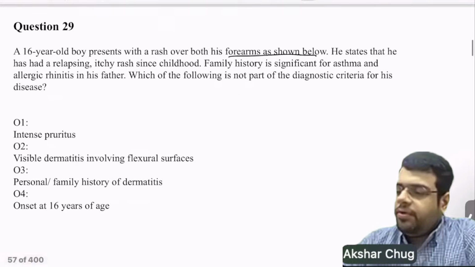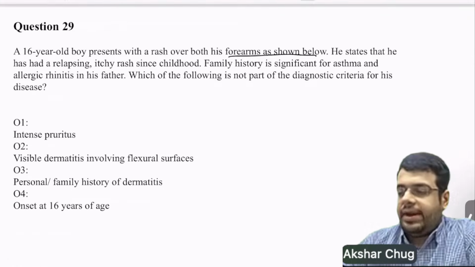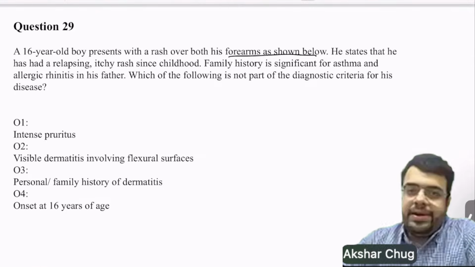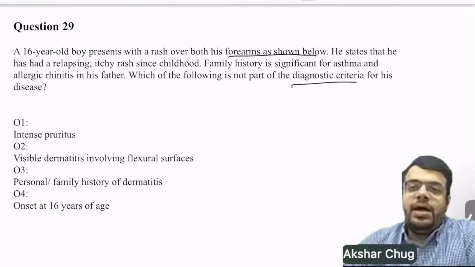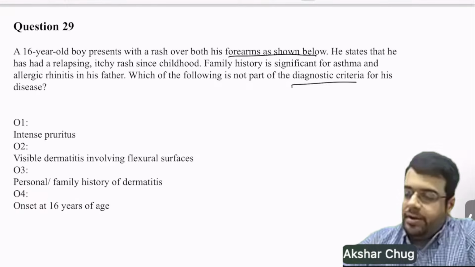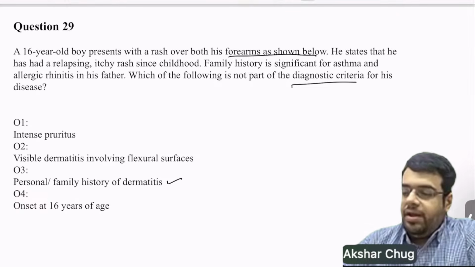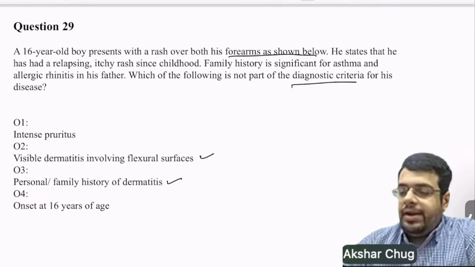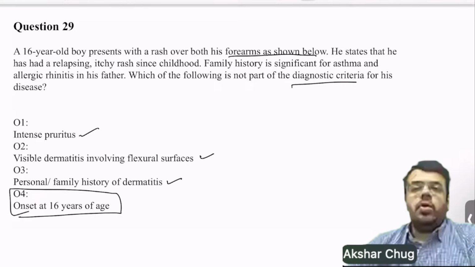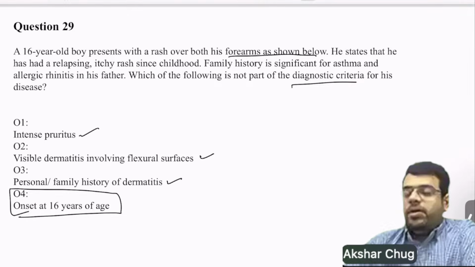Which of the following is not a part of the diagnostic criteria for this disease? So the disease in discussion is atopic dermatitis. The diagnostic criteria is the Hanifin and Rajka criteria. Basically, there is the personal history and family history, visible dermatitis, and intense pruritus. But the onset at age 16 years is not a criterion for the diagnosis.